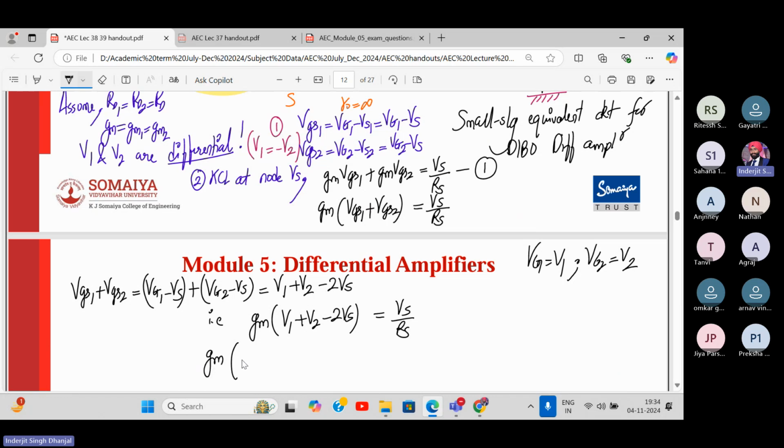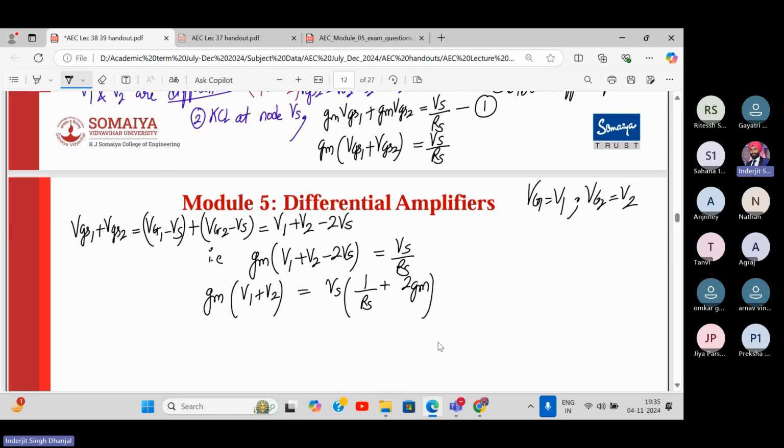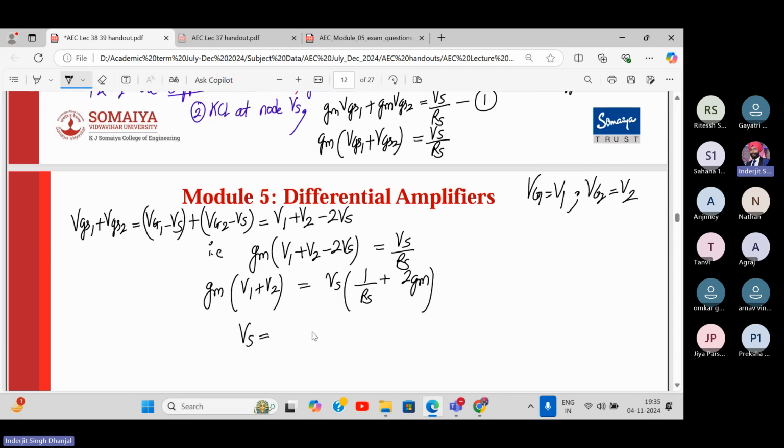So I can say Gm into V1 plus V2 and Vs we can do it over here. Taking Vs common, what do we get? 1 upon Rs plus twice Gm. So how much is Vs now? It's V1 plus V2 upon, we can take Gm inside, and what do we get? V1 plus V2 is equal to Vs times Gm, we take it down. So what do we get? 1 upon GmRs plus 2. Yes or no?